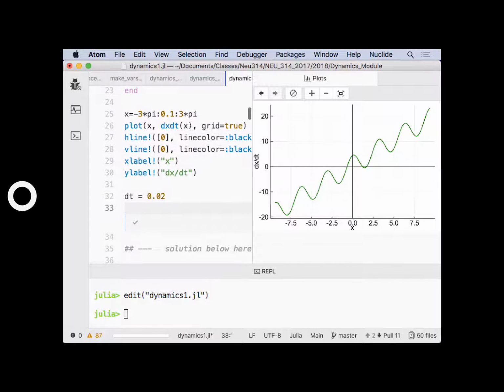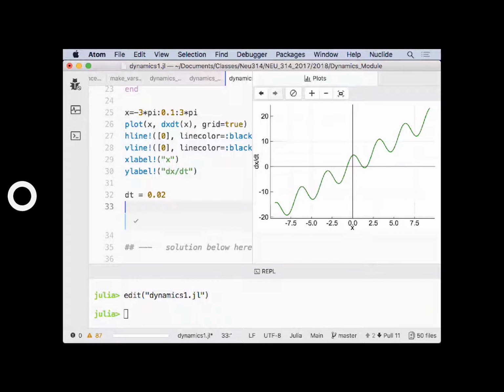We have a function, dx by dt. Let's choose a time axis. We're going to make a plot of x versus t, right? So we need to choose some time axis over which we're going to plot.